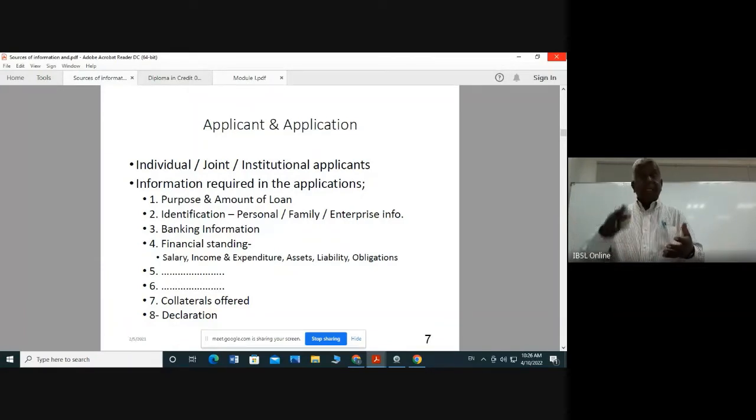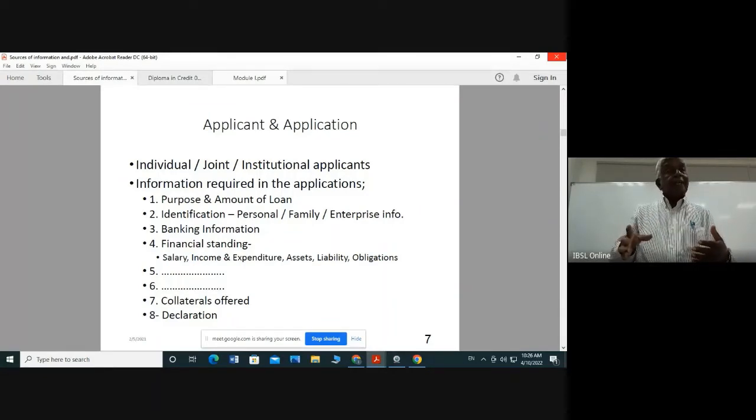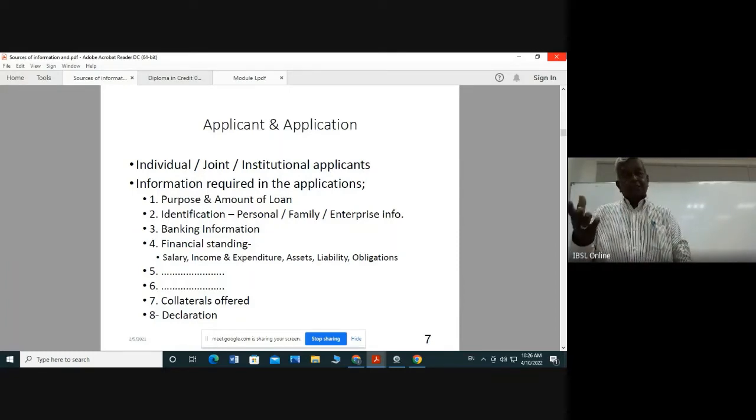It won't take much time, maybe just a few minutes. You must see whether all the boxes have been properly filled and completed. If anything is not completed, you return it to him and ask him to fill it in completely. If anything is not applicable, you write not applicable, but it should be filled. Everything should be filled and returned.